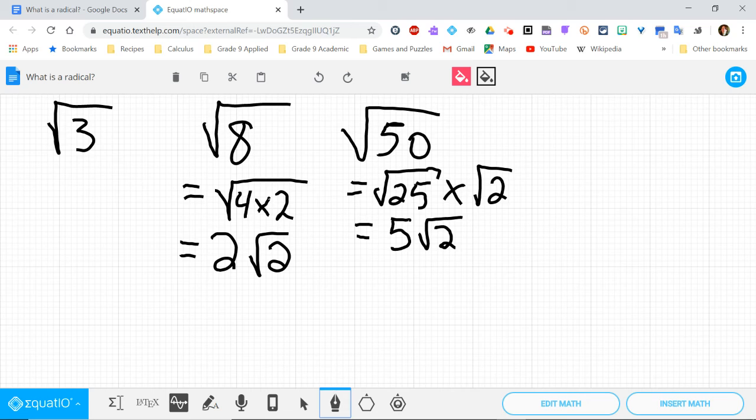The reason why we want to have expressions written like this is because they're accurate. There's no rounding involved in these answers. If I have the square root of 6, I can't reduce that anymore because the square root of 6 can be written as 3 times 2 or 1 multiplied by 6. Neither one of those numbers represents a perfect root.